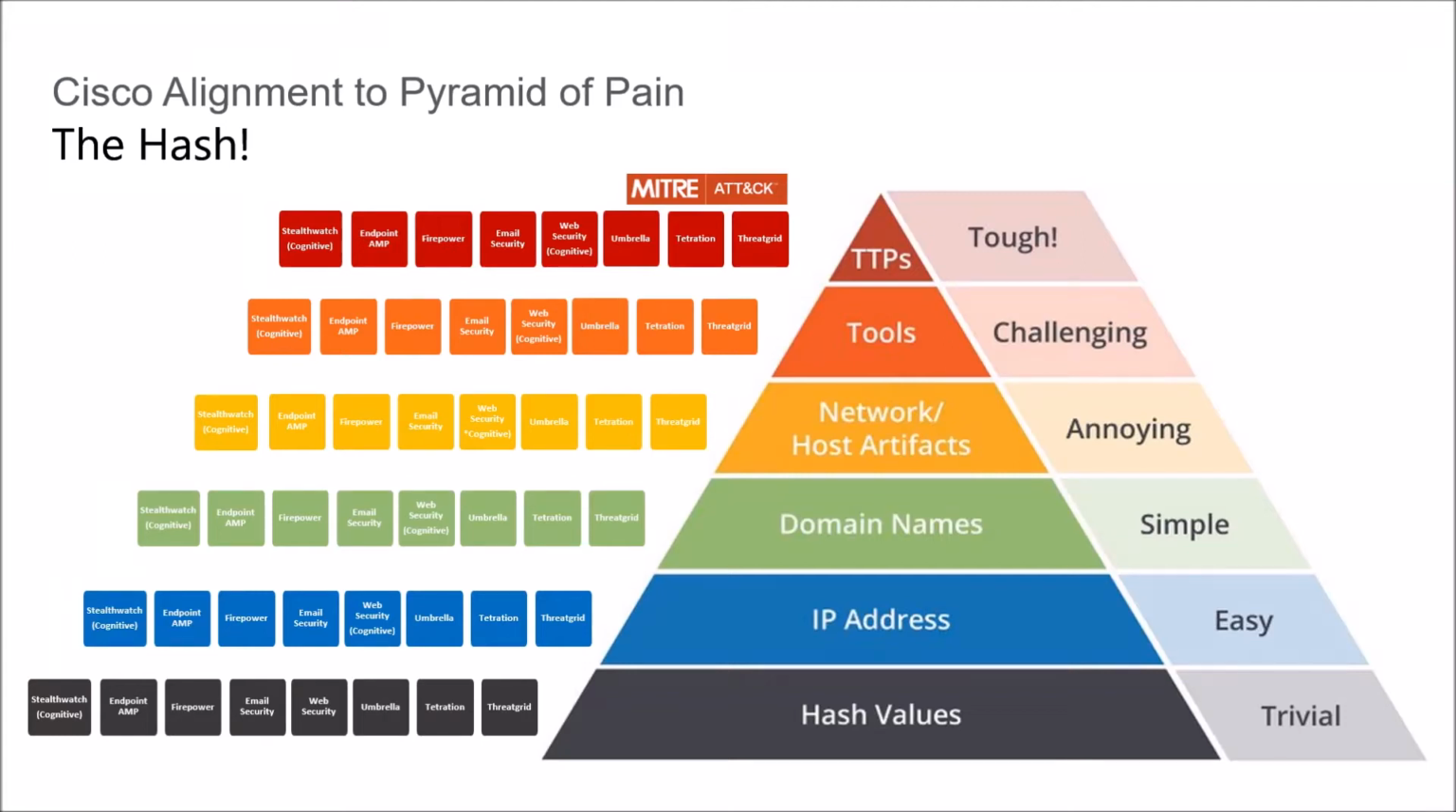All right, let's dig into this a little bit deeper. So we're going to focus on hash values. Hash values, we've established, are trivial for the adversary to defeat. Again, if you have a block list with a SHA-256 and the adversary makes changes to that file using any type of tool, any modification to the file is going to change the hash value. And if you have a block list that's defending against that particular hash, the original hash, the adversary, just by making those changes, has defeated that defensive capability.